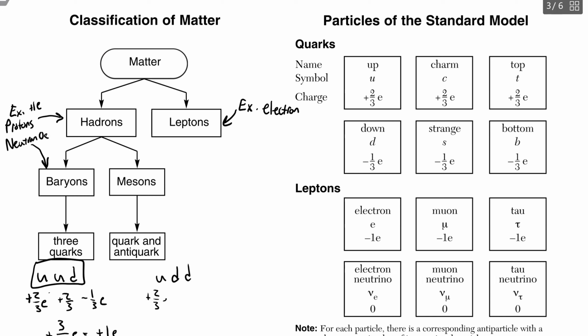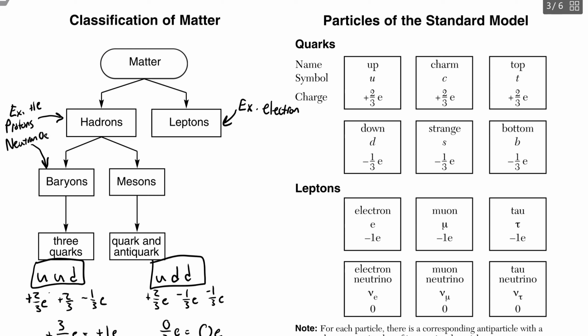Positive 2/3 of the elementary charge, negative 1/3 of the elementary charge, and negative 1/3 of the elementary charge. So now we have negative 1/3 plus negative 1/3 is negative 2/3, and negative 2/3 plus positive 2/3 is 0 thirds, I guess, if we were going to be equivalent to what we did over here. 0 thirds E is equal to 0 E, which is a neutron.